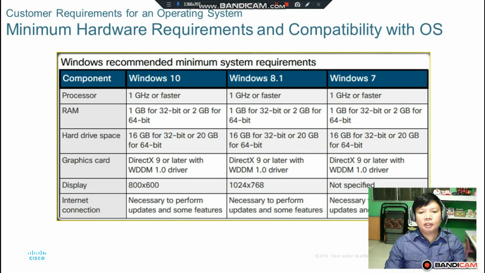Internet connection, necessary to perform updates and some features. And Windows 7: the processor, 1 GHz or faster. RAM, 1 GB for 32-bit or 2 GB for 64-bit. Hard drive space, 16 GB for 32-bit or 20 GB for 64-bit. Graphics card, DirectX 9 or later with WDDM 1.0 driver. Display, not specified. Internet connection, necessary to perform updates and some features.